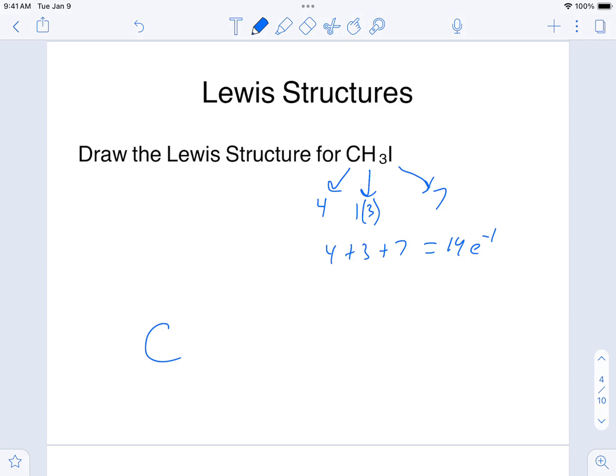Now you want to be symmetrical when you can, meaning if I put an H up top, I want to put an H down low. Or if I put an H to the left, I want to put an H to the right. In this case, I have 3 of them, so I can't really be too symmetrical here on a 2D plane. So I'm just going to put 3 H's there. And then the I will go over here. And it says to connect all of those elements together with a bond.